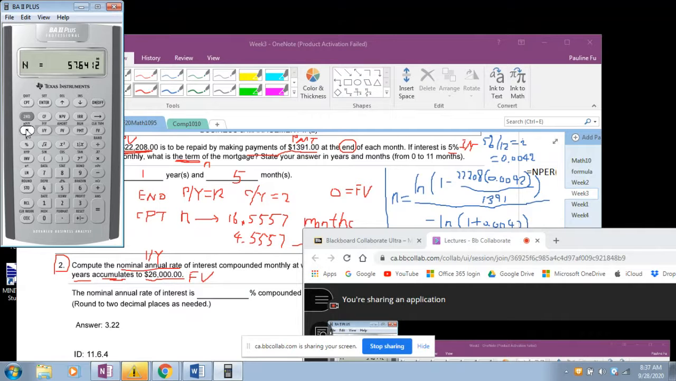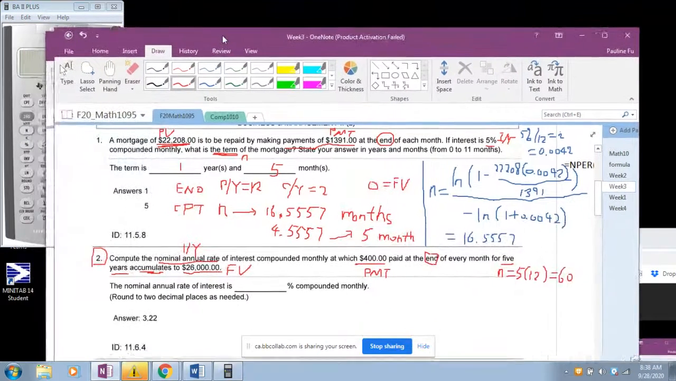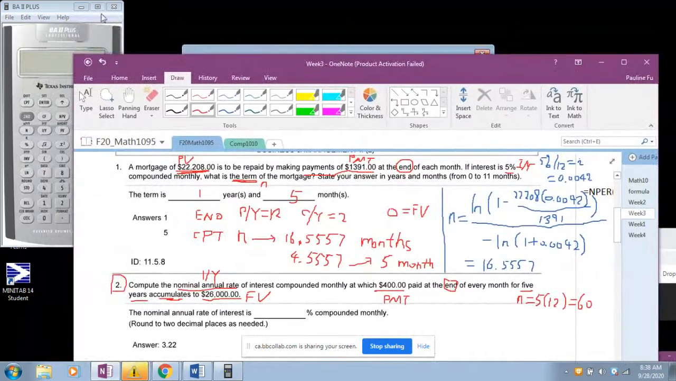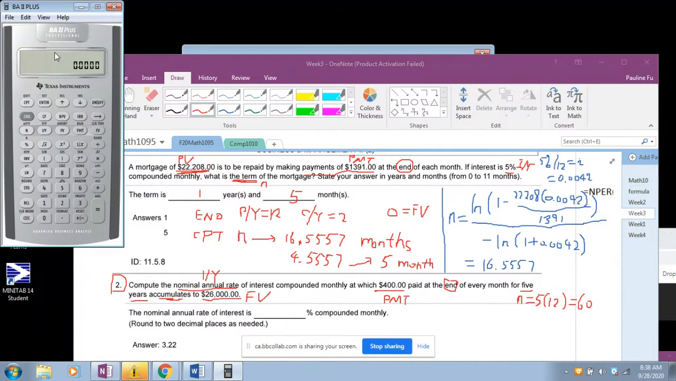And then I need to calculate. Oh, no. I pressed the wrong button. I calculated IY, but I should calculate interest, and I did it wrong because I messed up. So I'm going to redo it. Make sure P/Y 12, C/Y 12. I have to re-enter the numbers. So can you try this on your calculator?